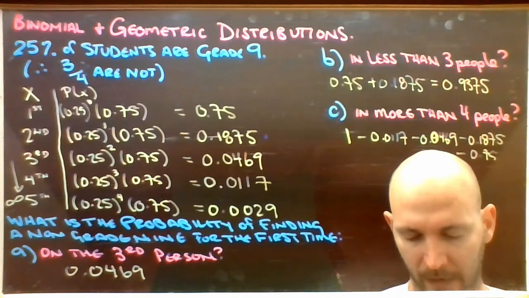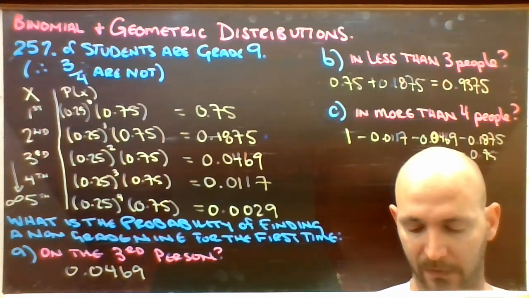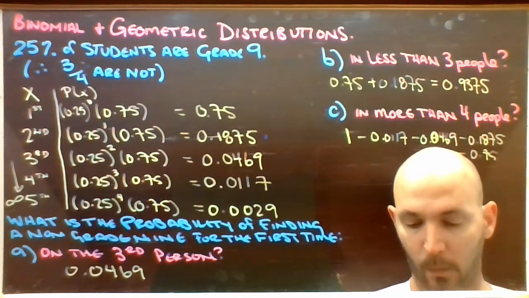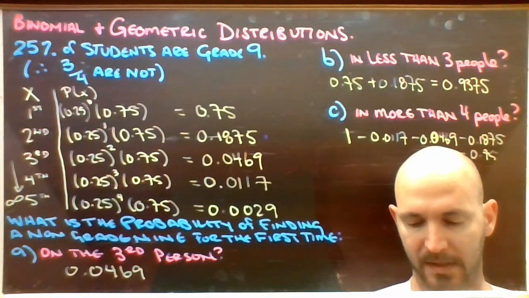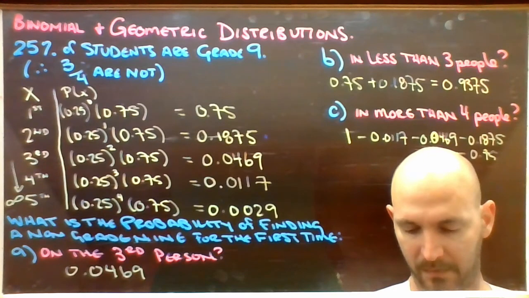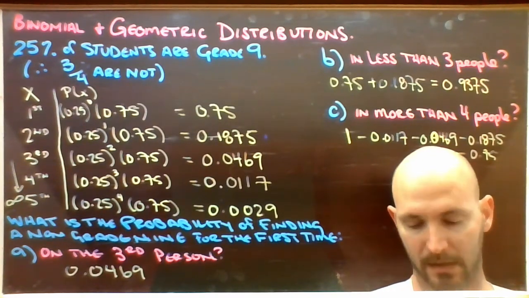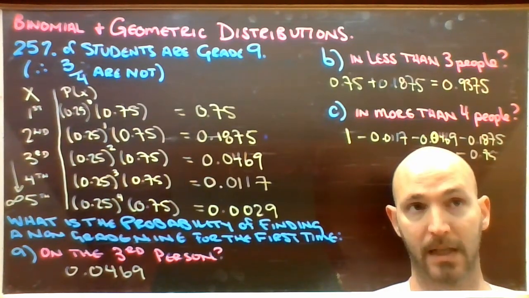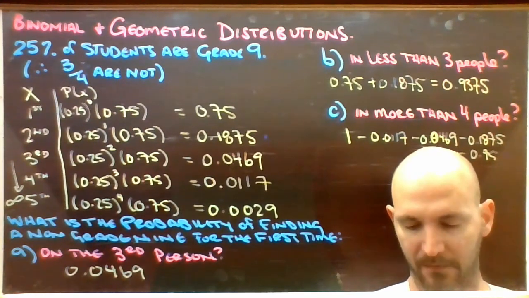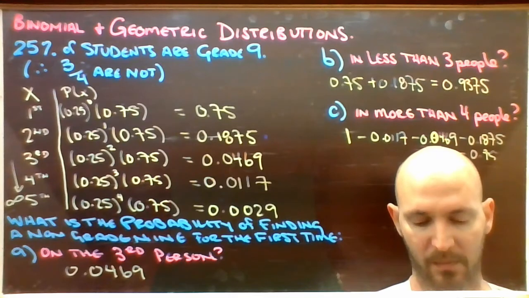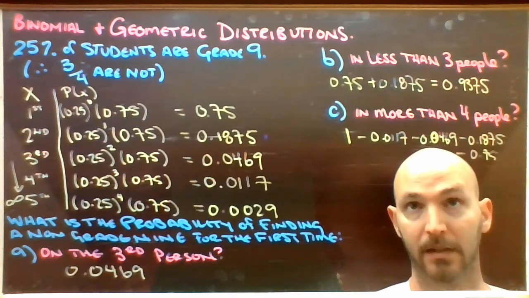So, forgive me while I swear at this calculator for a little longer. 100% minus 0.0117 minus 0.0469 minus 0.1875 minus 0.75 leaves me with 0.0039.